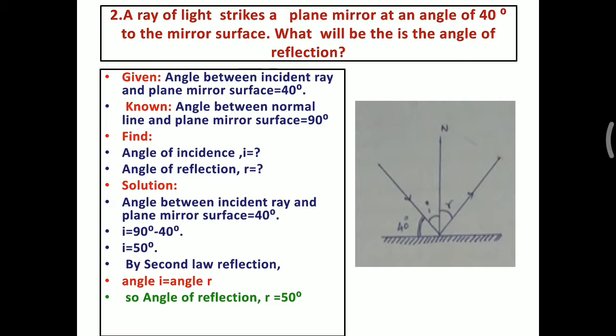The solution: the angle between the incident ray and the plane mirror surface is 40 degrees. So how to calculate I? I equals the total angle, which is 90.